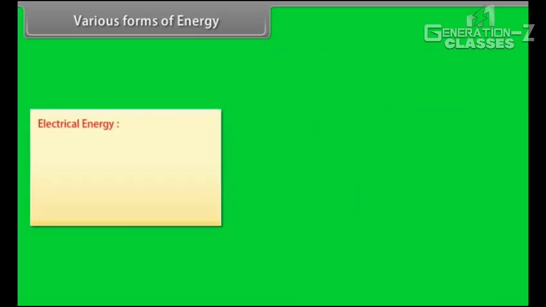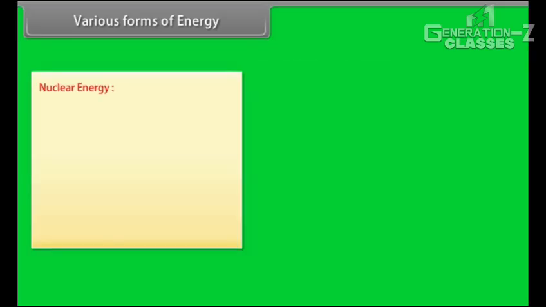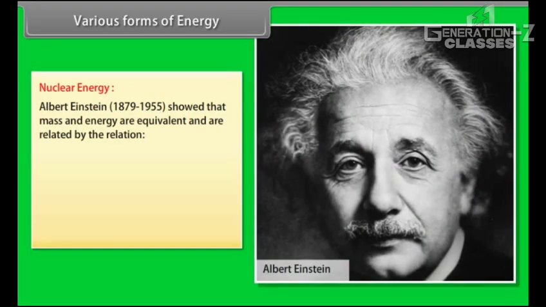Electrical energy. Electric charges and currents attract or repel each other. Thus, work needs to be done in general to move them with respect to one another. The energy associated with this work is called electrical energy. Nuclear energy. Albert Einstein, 1879 to 1955, showed that mass and energy are equivalent and are related by the relation E is equal to mc square, where c is the speed of light in vacuum.